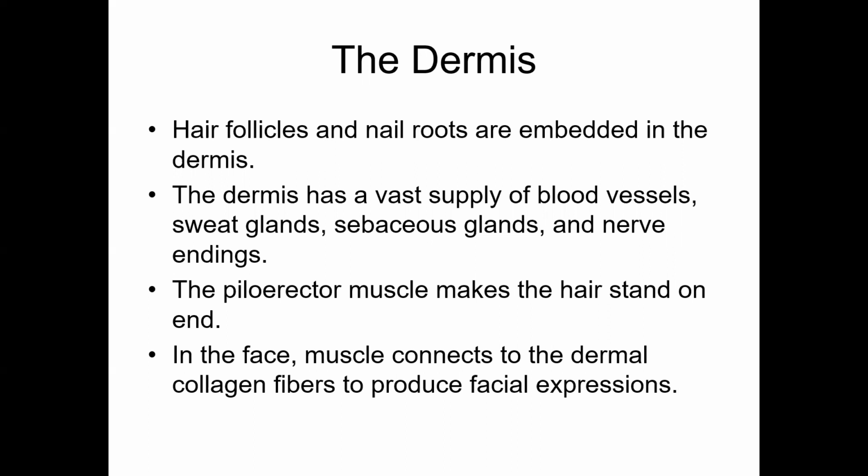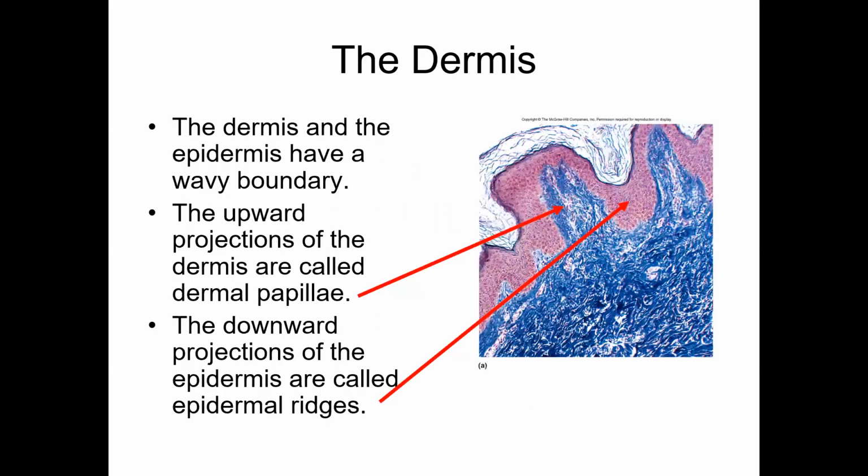In the face, muscle connects directly to the collagen fibers in the dermis. Everywhere else, muscle is going to be connected to bone. But here it connects to the collagen fibers, and it's what produces facial expressions. So we see this wavy boundary between the epidermis and the dermis, and it holds them together, kind of dovetails those things together. The upward projections there of the dermis are called dermal papillae, and the downward projections of the epidermis are called epidermal ridges.